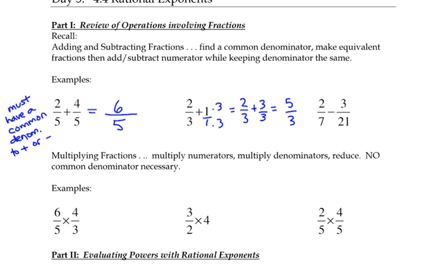All right, to make the 21, what do we do to 7? Times the top, and what we do to the bottom, we have to do to the top. 6 over 21 minus 3 over 21 is 3 over 21. We always reduce if we can. Can 3 go into 21? Yes, so it would be 1 over 7.